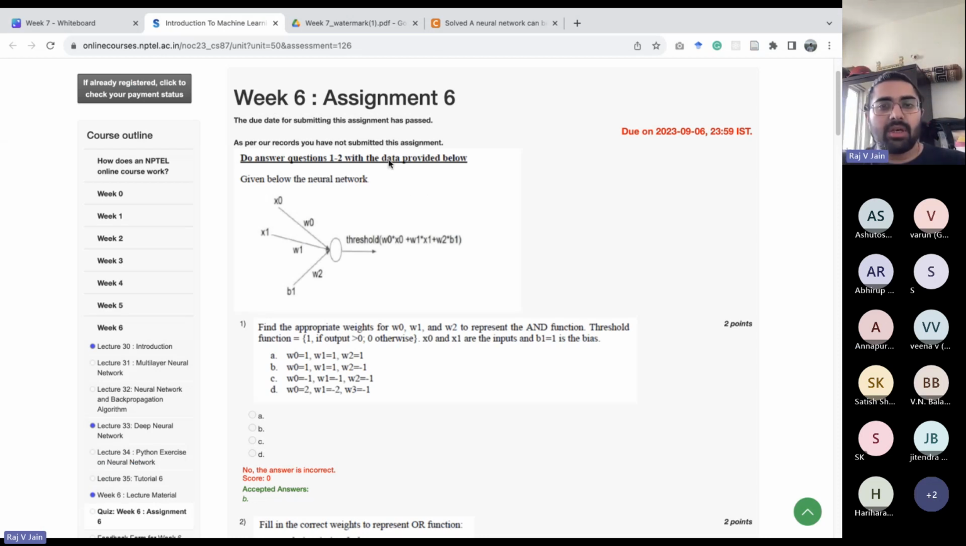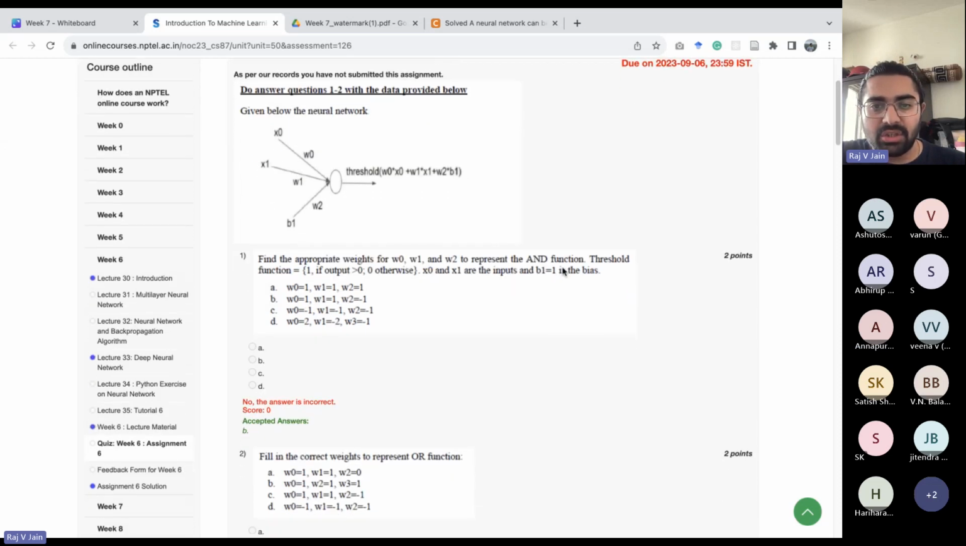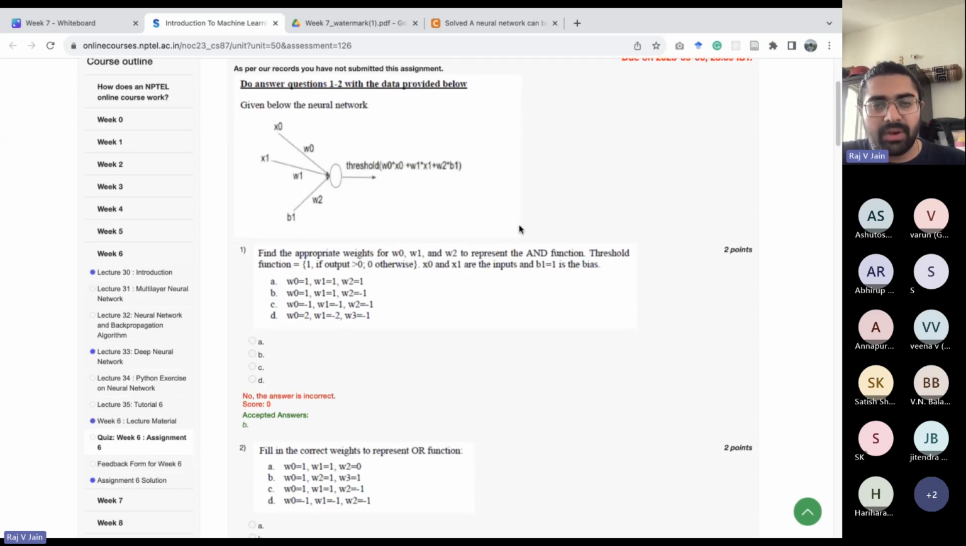Here we have a perceptron in questions 1 and 2, and they're asking what will be the appropriate weights to represent an AND function and an OR function. So anyone want to answer? How did you solve this, or any doubts here? How did we solve? That's what you're asking? Yeah, how did you solve this?